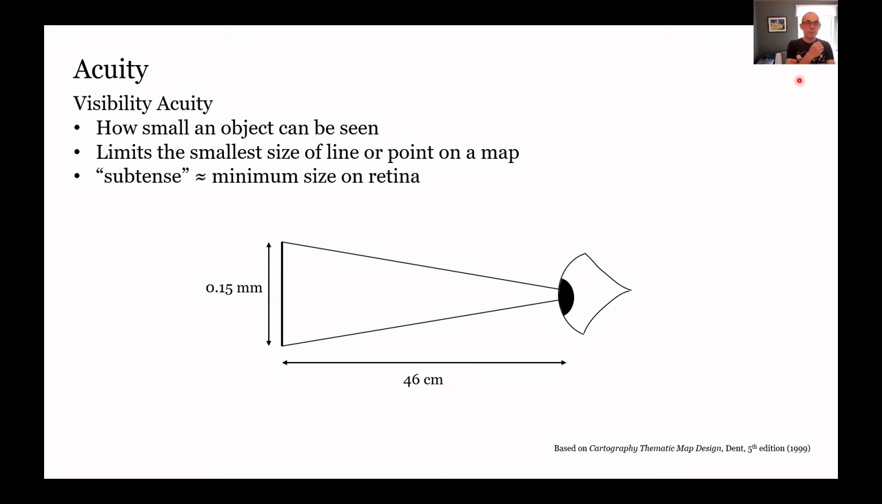Welcome back. Now we're going to look at how our limitations, the human limitation, create some of these needs. What we're talking about is something called acuity. There are a couple of types of acuity that we're going to look at here, and how they influence our thinking when we are making a map.